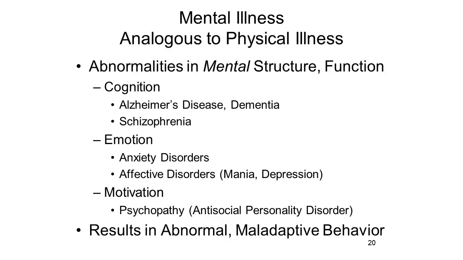In Alzheimer's disease and most other forms of dementia, and in schizophrenia, we see abnormalities in cognition. The person has difficulties in thinking or remembering or communicating, or hallucinates, which is a problem of perception. In the anxiety disorders and in the affective disorders, the abnormality is in the emotional domain. These individuals have emotional experiences that are inappropriate to the situation. And in psychopathy, antisocial personality disorder, we see abnormalities in the motivational domain. These individuals can't conform their behavior to what other people want them to do, and don't respond effectively to the usual sorts of rewards and punishments.